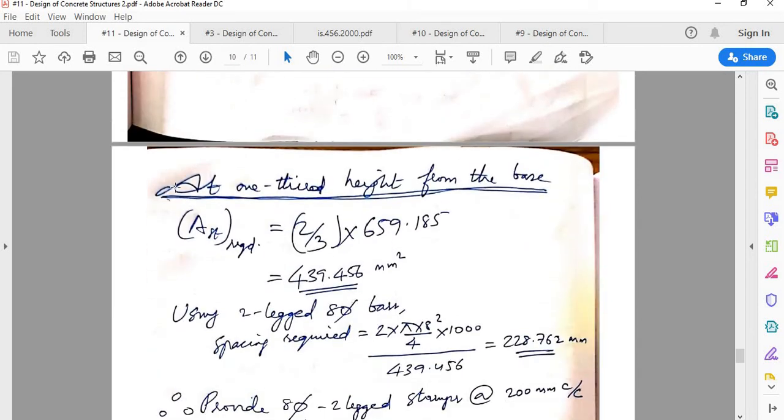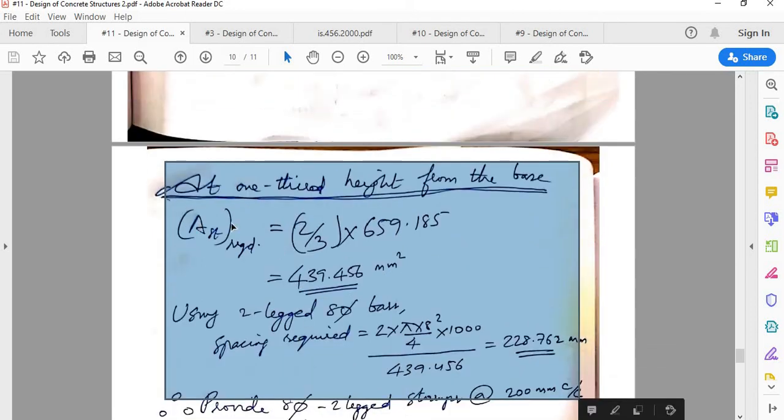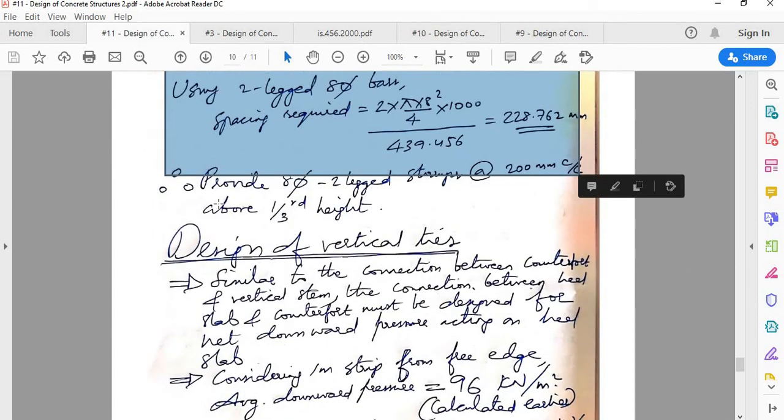Okay, yeah, this is for the middle above 1/3. That we will skip. You can just read it. It is easy to understand.